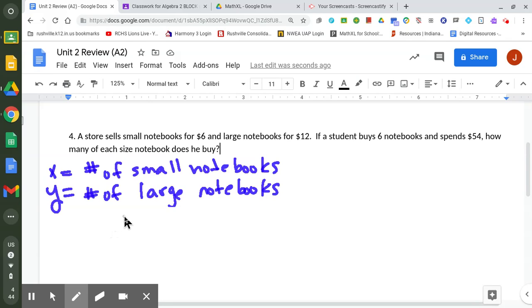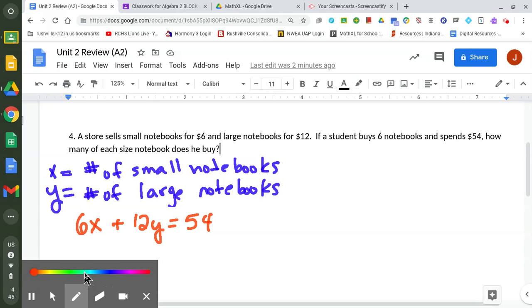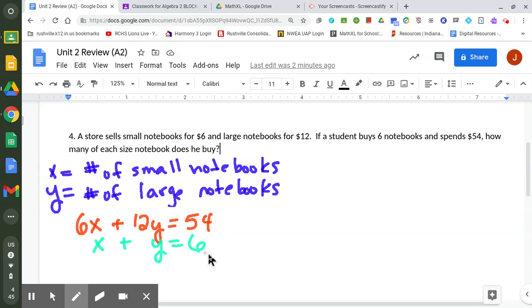So a store sells small notebooks for $6. So I can say 6x, because that would be $6 per small notebook, plus $12 per large notebook. And since those are both money, I'm going to use the $54. And then the other equation just talks about the number of notebooks that were purchased. So the number of small notebooks plus the number of large notebooks was 6.